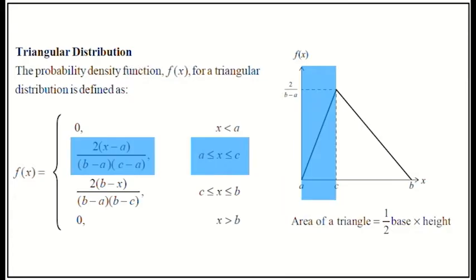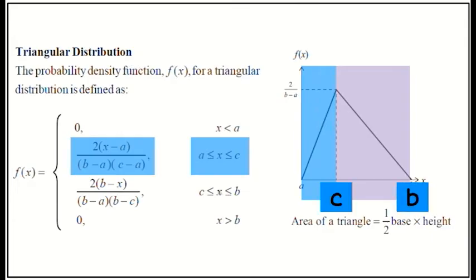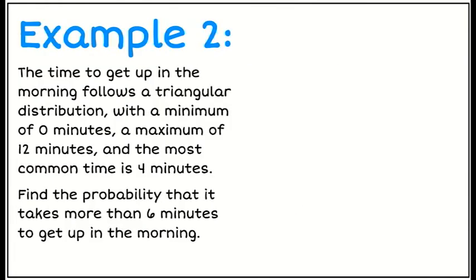However, if I want to find the probability of a point between c and b, then I need to use the formula underneath. So 2 times b minus x over b minus a times b minus c. So we've got two different formulas that we use depending on which part of the triangle we are in. So let's have a look at an example.